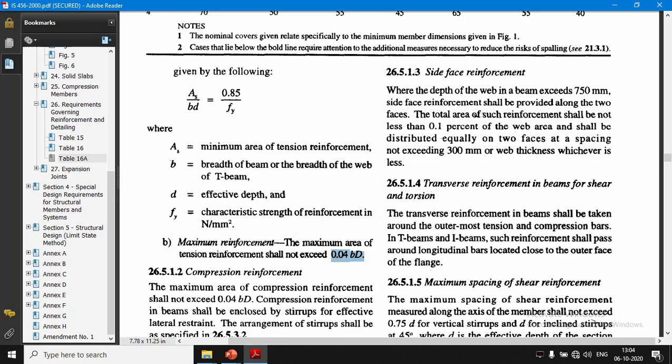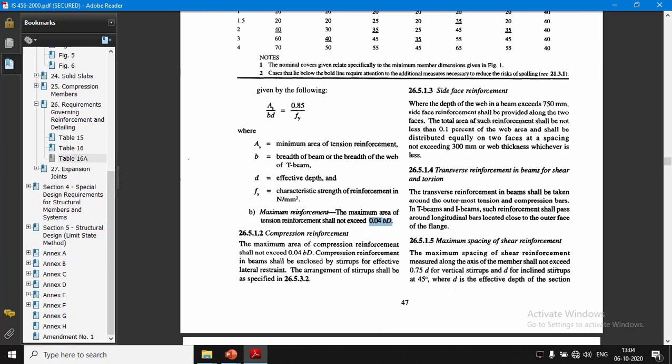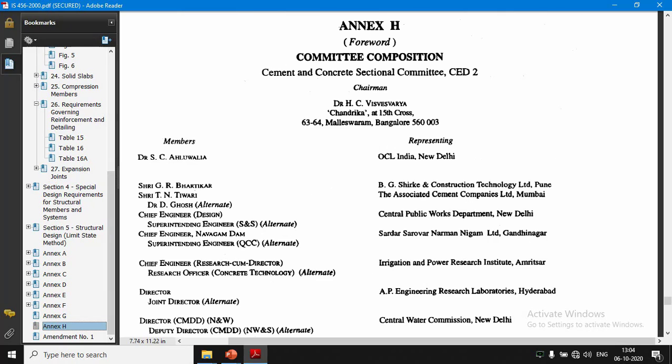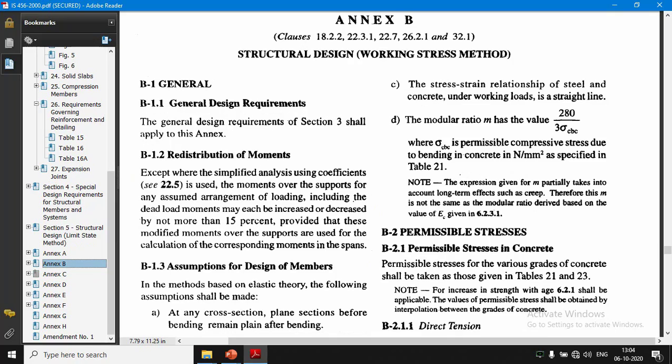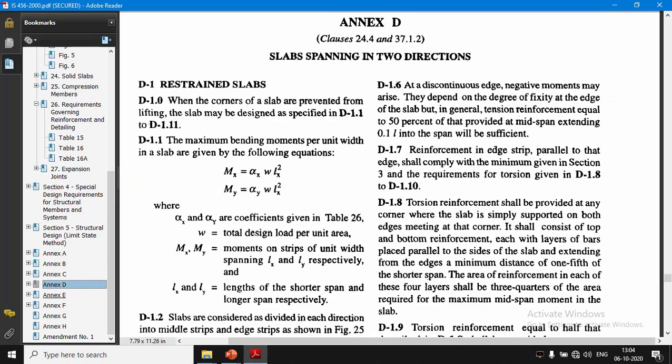Next comes the maximum reinforcement. Maximum reinforcement cannot exceed 0.04 bD. That means you cannot provide more than 4% of the steel. So these two points have to be taken care of while designing a beam of a singly reinforced section.